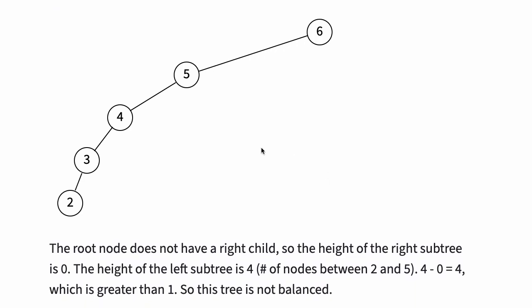Here is the other example. The root node does not have a right child, so the height of the right subtree is 0. The height of the left subtree is 4. 4 minus 0 is 4, which is greater than 1. So this tree is not balanced.